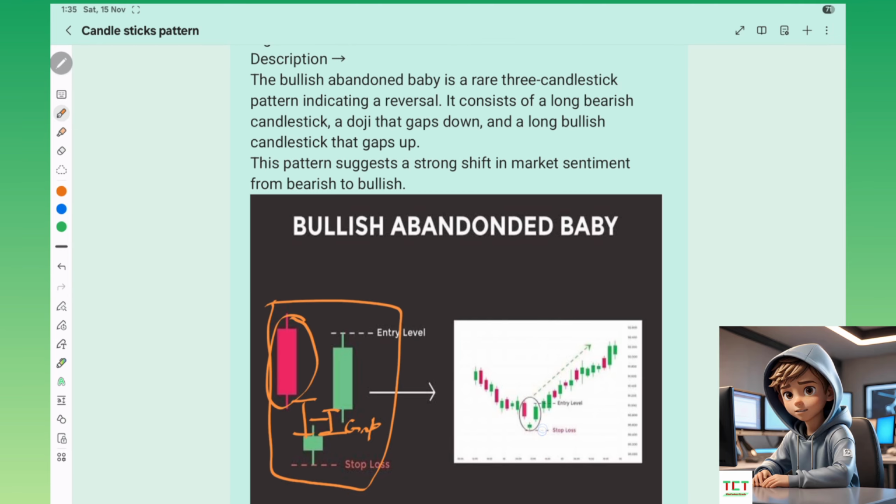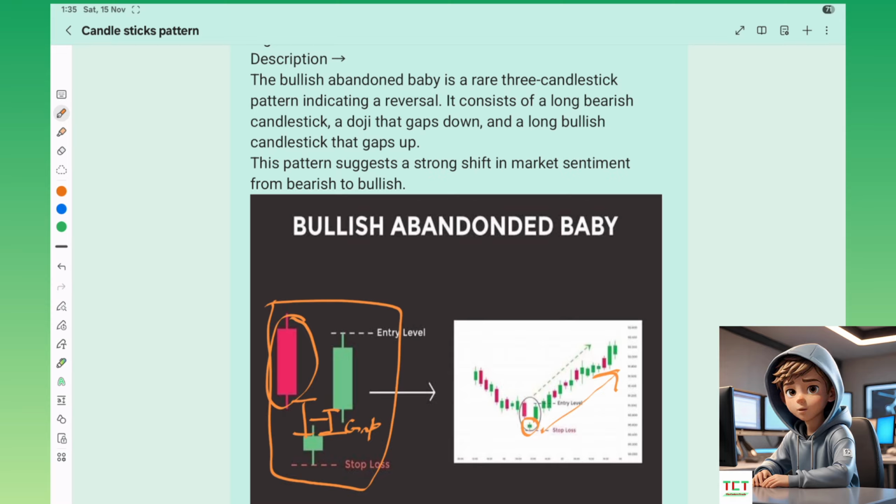This pattern suggests a very strong shift in market sentiment from bearish to bullish. The doji in the middle represents the turning point. It's the moment of maximum uncertainty. The gaps on both sides show dramatic changes in sentiment. First, extreme bearishness creating the gap down, then extreme bullishness creating the gap up. This pattern is powerful because it shows a complete psychological reversal in the market, from strong selling to confusion to strong buying.